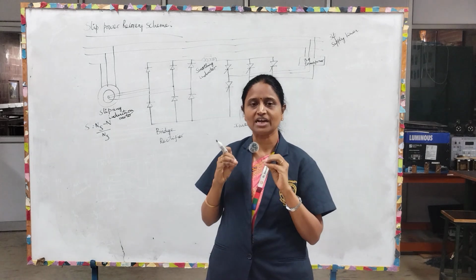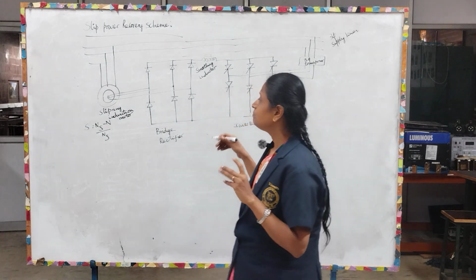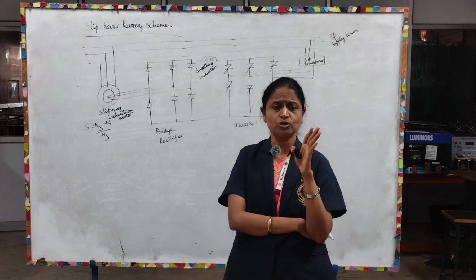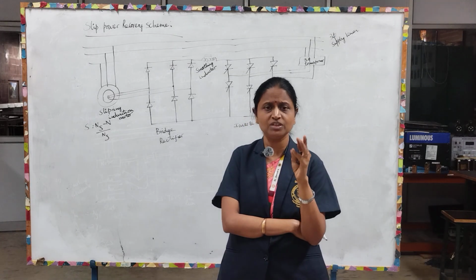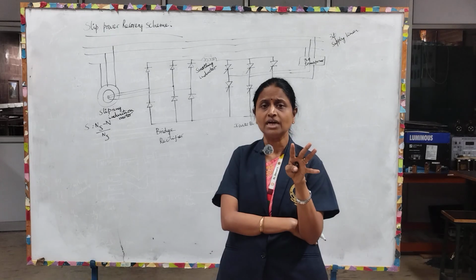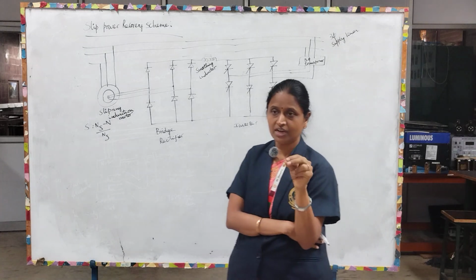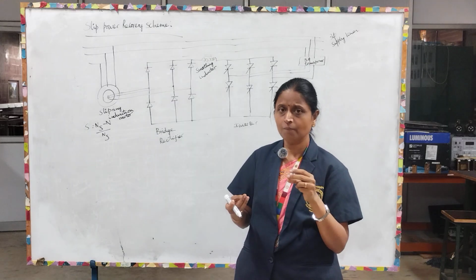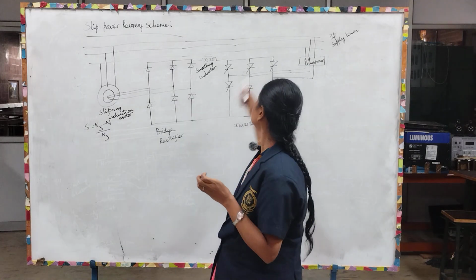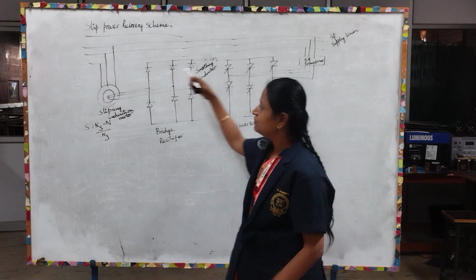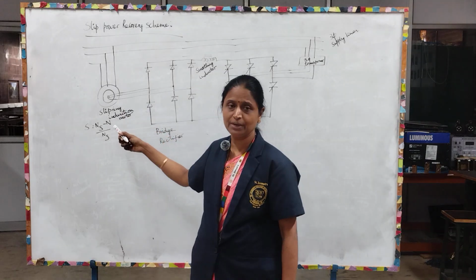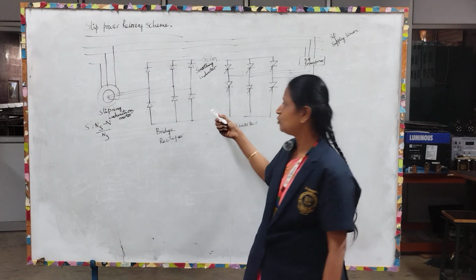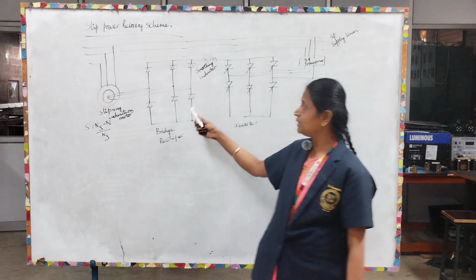So in the slip power recovery scheme, we are having a slip ring induction motor. A slip ring induction motor is an induction motor with varying resistance, so that the resistance can be varied at the time of starting. So speed control is possible. Here we are having three-phase supply lines which are connected with the slip ring induction motor. That slip ring induction motor is connected with the bridge rectifier.